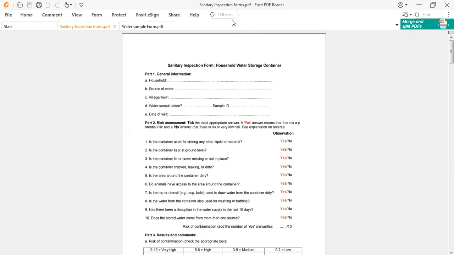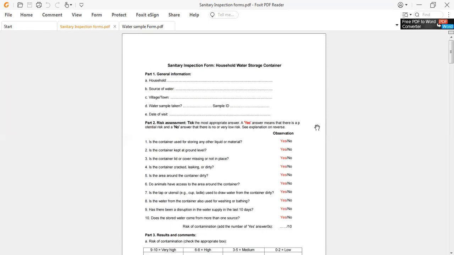Has there been a disruption in the water supply in the last 10 days? If there's a disruption, like water has not been there for maybe the last 10 days, or water has been stored in the container for more than 10 days, meanwhile it's for use, then you tick yes, because if there's little amount of water or water has not been refilled, it means that water there has stayed for long and there's a possibility for it to be contaminated.